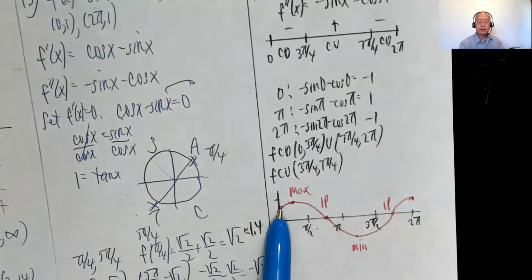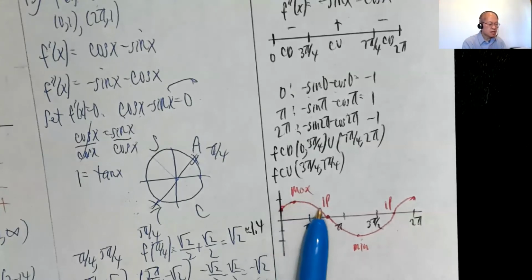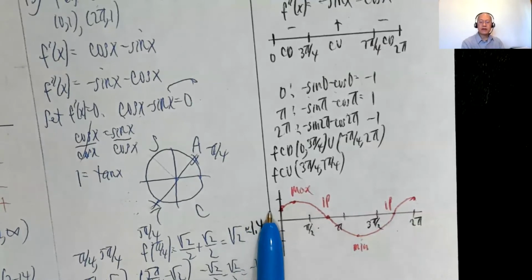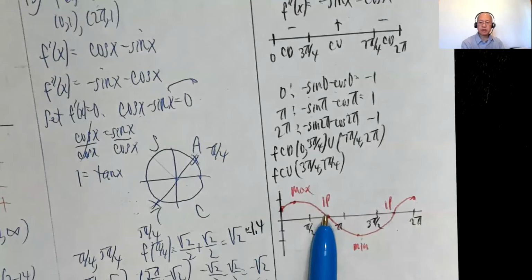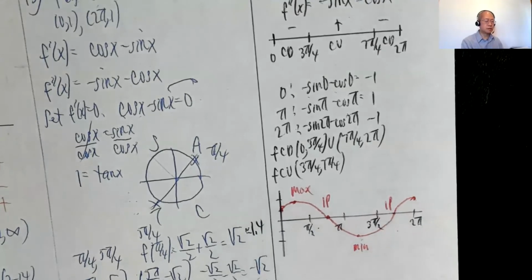Here's the graph. Increasing to pi over 4, you have a maximum. Decreasing to 5 pi over 4, minimum. And then increasing. It starts off concave down until the inflection point, then concave up to the inflection point, then concave down. So that's the way that one works.